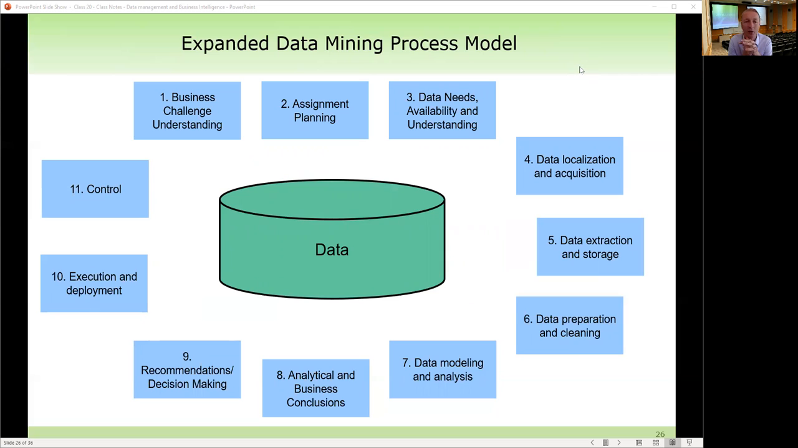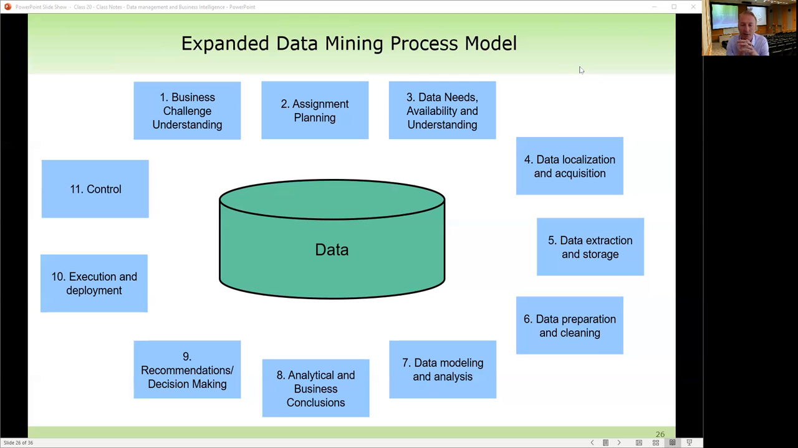So how do we go about analyzing and mining the data to get a better business understanding? Number 3 deals with identifying what type of data we need, where it is coming from, and whether we have it or not. Number 4 is to locate the data and acquire the data if it needs to be acquired or bought from somewhere. Number 5 is getting the hands on the data and storing it so we can deal with it. Number 6 is preparing the data, cleaning the data, making it ready for analysis.